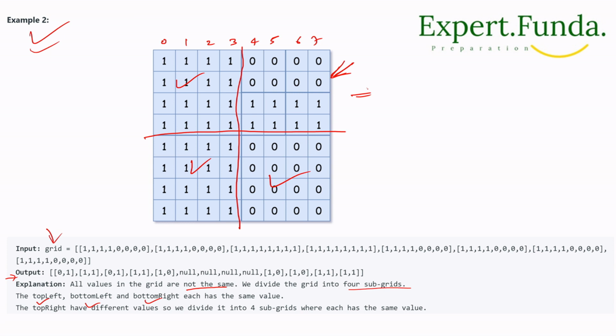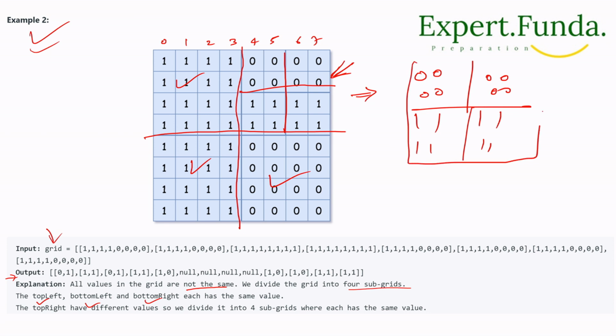If we divide this one, it becomes 0 0 0 0 and 0 0 0 0, and again 1 1 1 1 1 1 1 1. So this becomes equal. This is the grid we are talking about. What happened is there are four grids, and each has the same values: this is the same, this is the same, this is the same, this is the same.